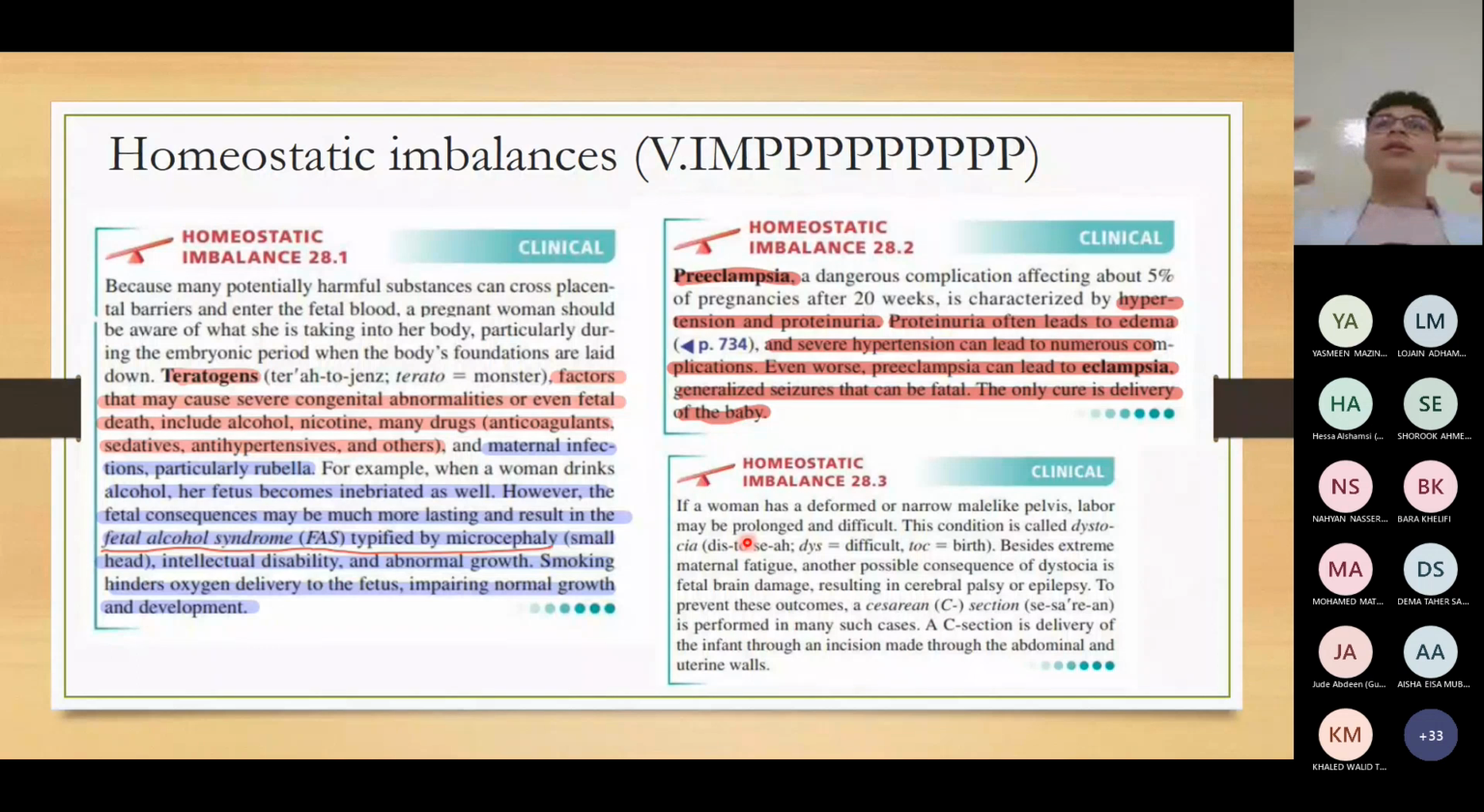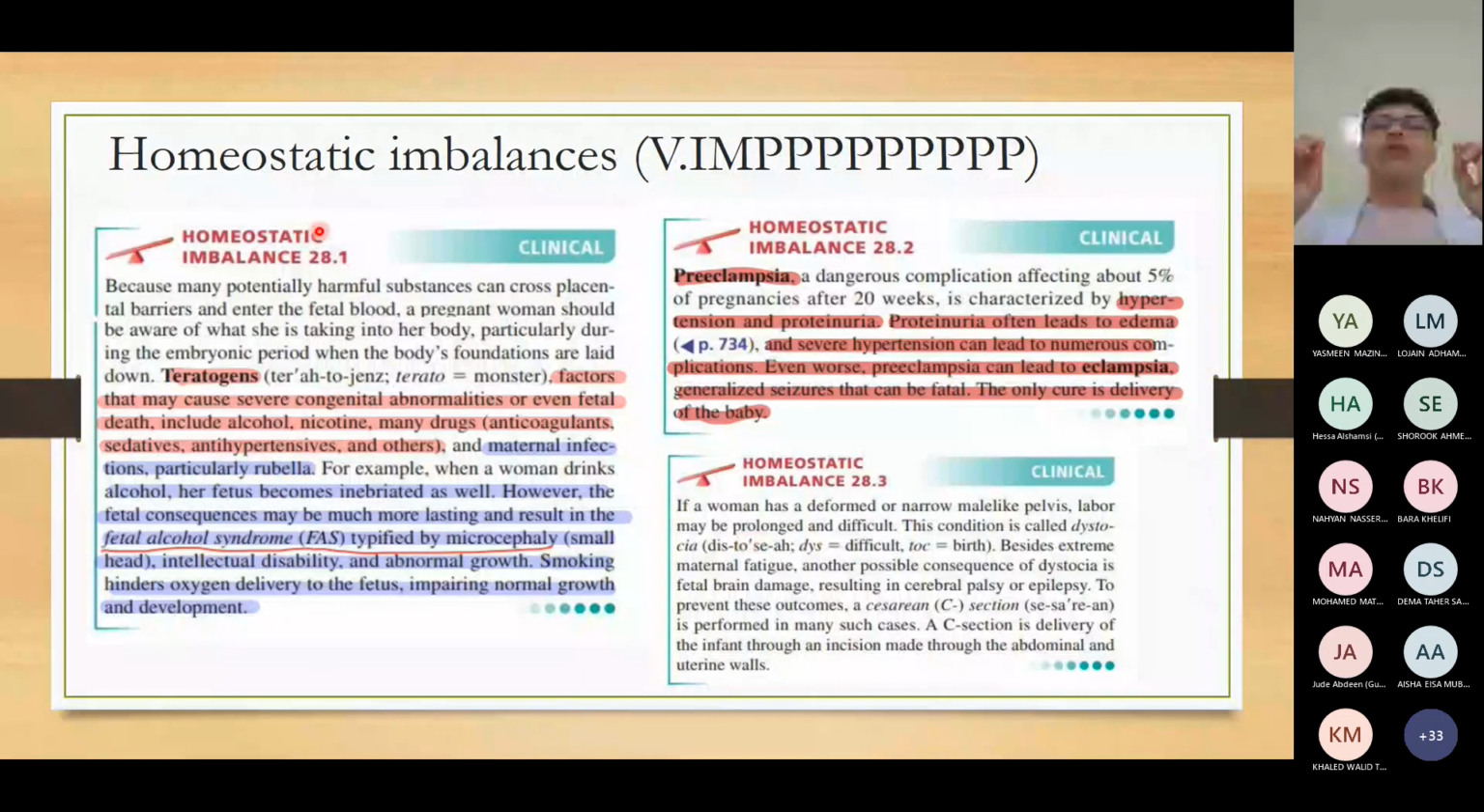So it doesn't make sense that all the urine excreted by the baby is going to be in the amniotic fluid. Okay, does that answer your question? Yeah, okay, perfect. Homeostatic imbalances, very important.